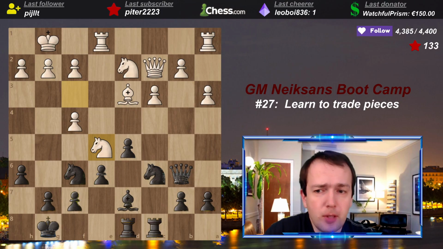d4. No. Knight h5. Yeah, what is the knight doing there? G3 and it goes back. Move the knight to play f6. That's a lot of weaknesses on h7 and g6. Not good.